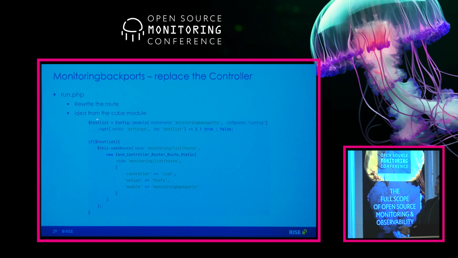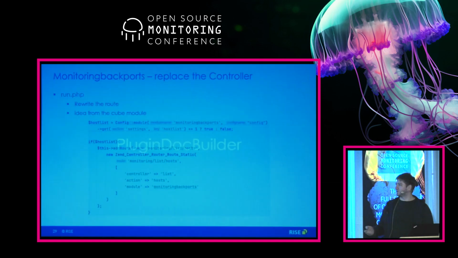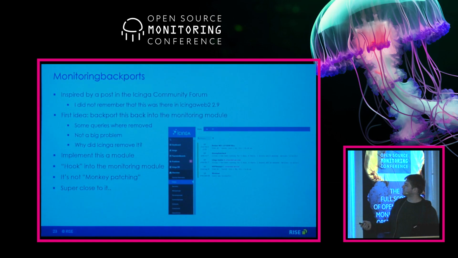But if this feature is enabled host list, we just take the route and we overwrite it with our route, and perfect. Now, from now on, our action will be loaded instead of the monitoring list host. We load monitoring backports list host. Great. That would be the screenshot from here. Okay.